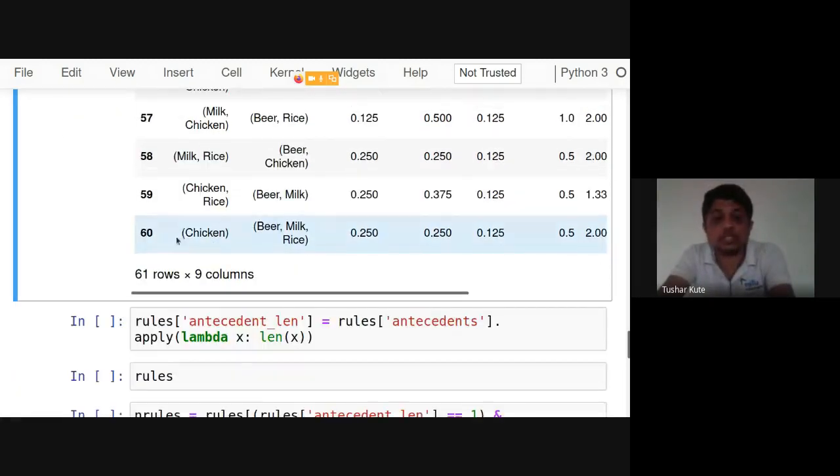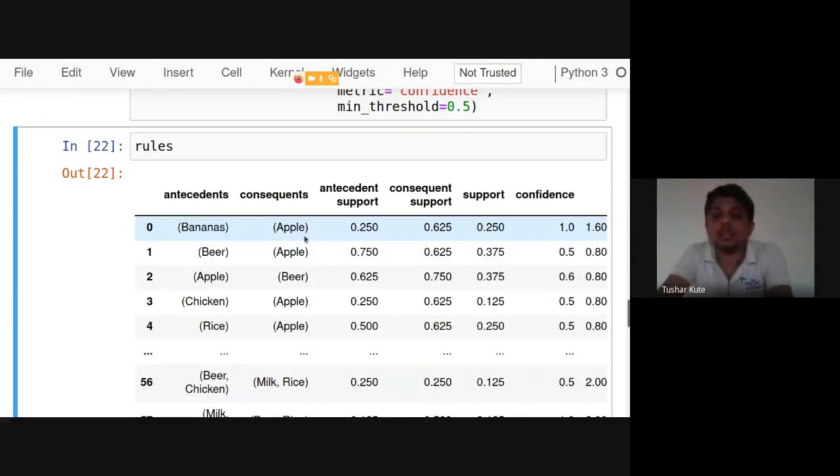So how many rules are there? See, 61 rules are created, 0 to 60. This is the support of banana, and this is the support of apple. You get the confidence of 100% when the antecedent support and the overall support are the same. The support of this and the overall support are the same, 25 and 25. That's why we got 100% confidence. And support. Fine. This is the lift, the last one.